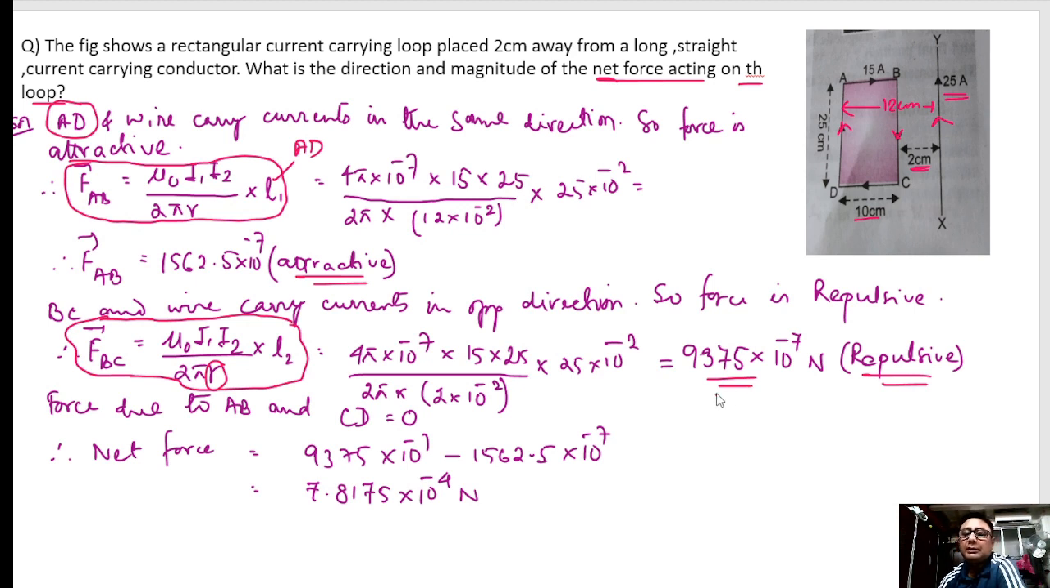So see, repulsive force is more than the attractive force, so the net force will be repulsive minus attractive. So the net effect will always be repulsive. This is repulsive in nature.